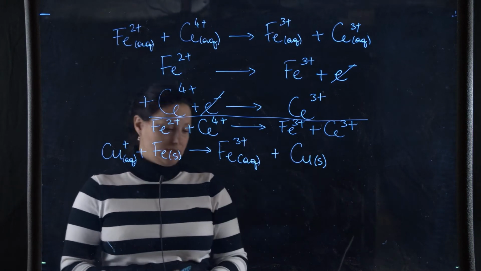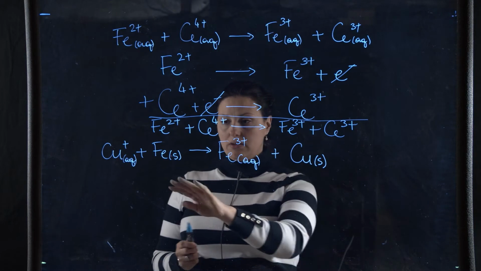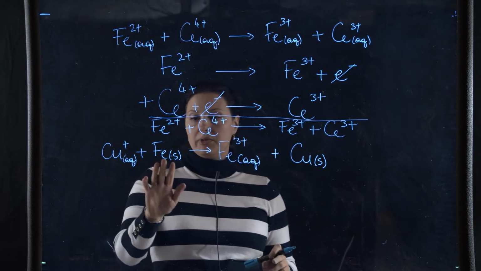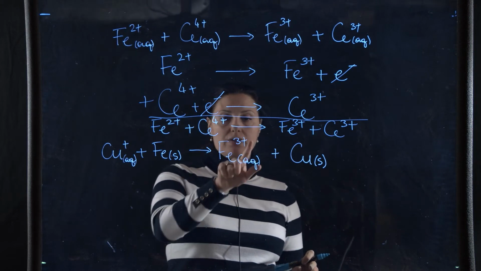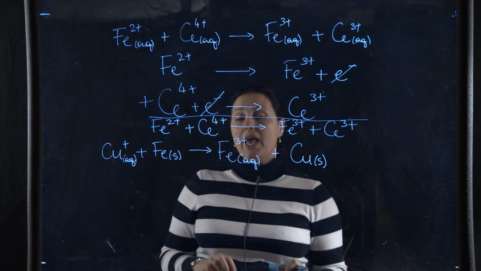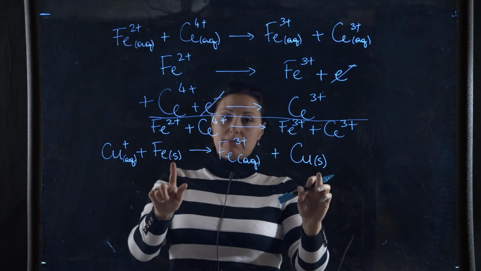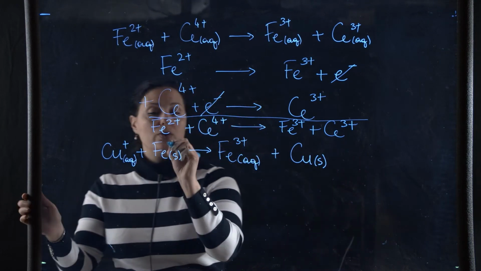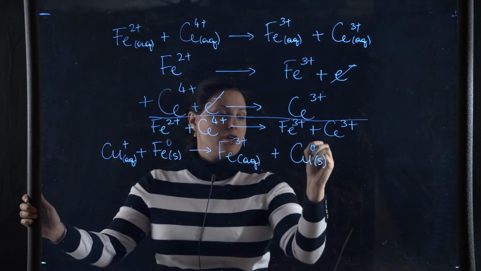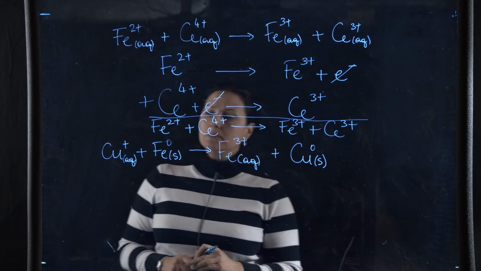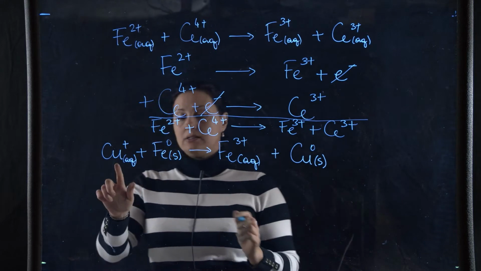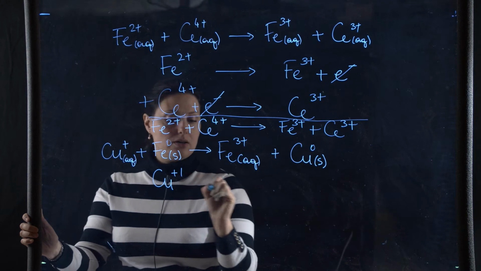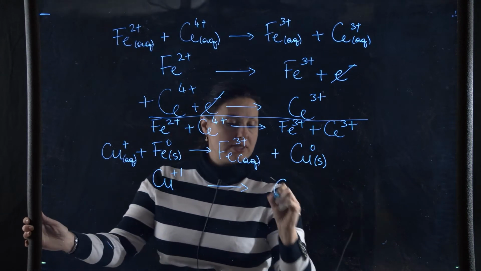Let's take a look at the second example. I have Cu+ plus iron solid giving me Fe3+ plus copper solid. Anything that appears in its elemental form, the way it appears in the periodic table, is going to have a neutral charge, a charge of 0. Let's take a look at the copper first. I have copper from +1 going to copper 0.